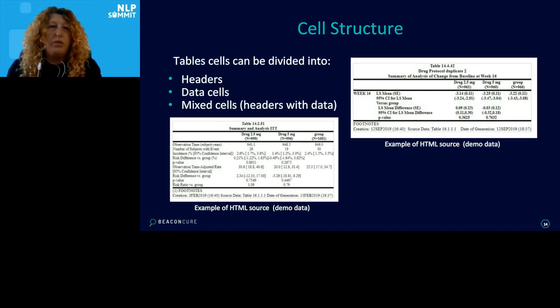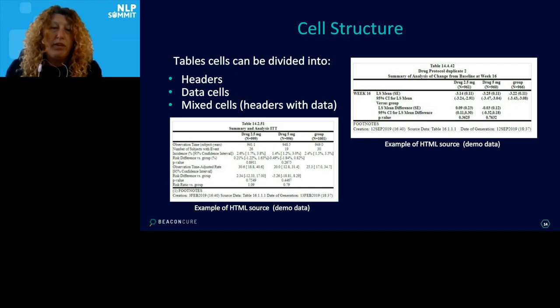The next step that we are using is defining the cell structure. Here there are two examples of different tables. You can see that cells have a text and also some styling information. And this, in your eyes, can divide the cells into different types.